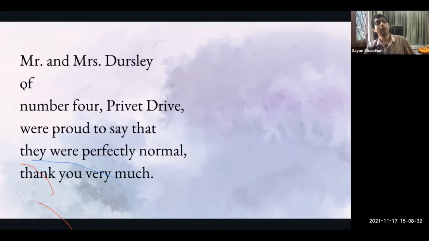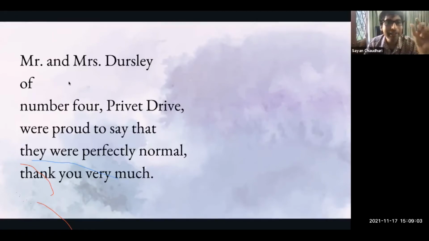Mr. and Mrs. Dursley off Number 4 Privet Drive. Now, I want to ask a question here. If I ask the question, what is off? You would say a preposition, right? If you don't know what a preposition is, you would say off is connecting Mr. and Mrs. Dursley, who are characters, with an address, number 4 Privet Drive. Off is a connector, right?